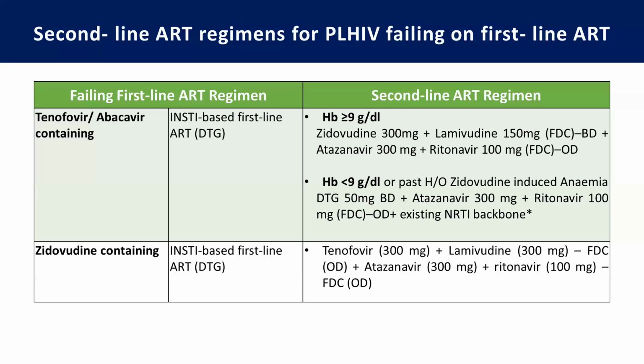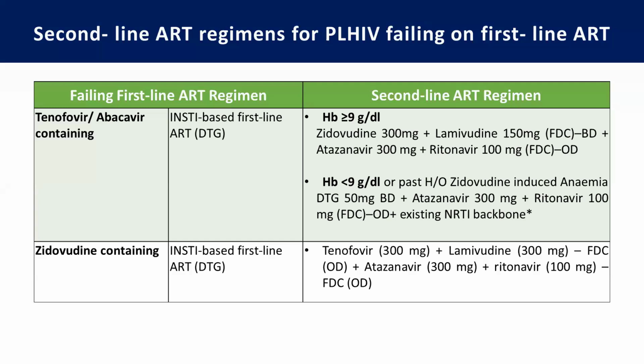So now coming to the failing first line ART regimen. If it is a tenofovir or abacavir containing regimen, where the NRTI is either tenofovir or abacavir, and the third drug is the INSTI-based first line ART, that is dolutegravir. So suppose the patient is on TLD as the first line. What will be the second line regimen? Now, as we said, if the patient is failing on tenofovir, we have to use zidovudine. So that's why we should have a baseline hemoglobin.